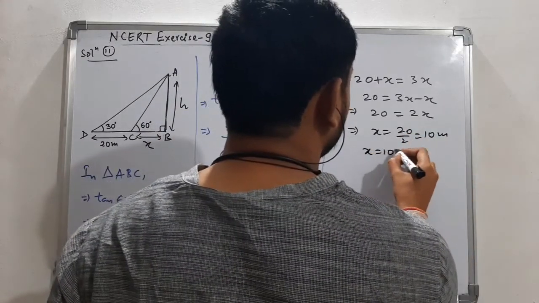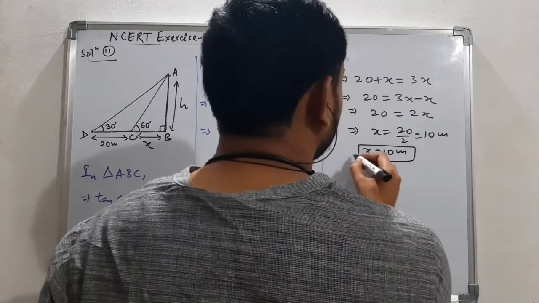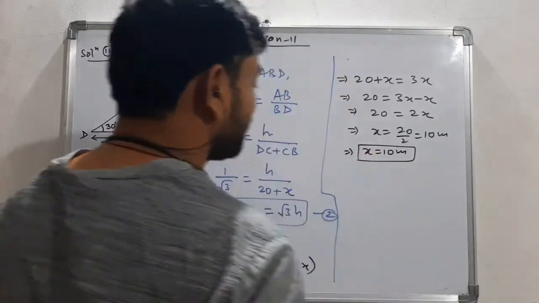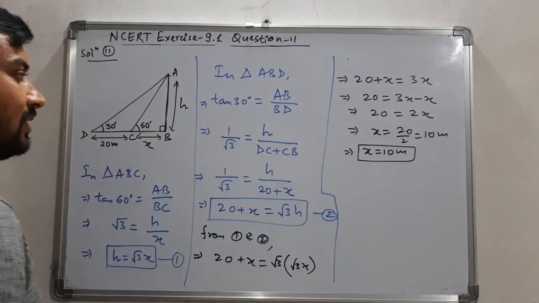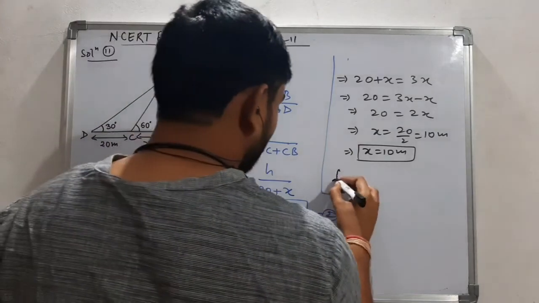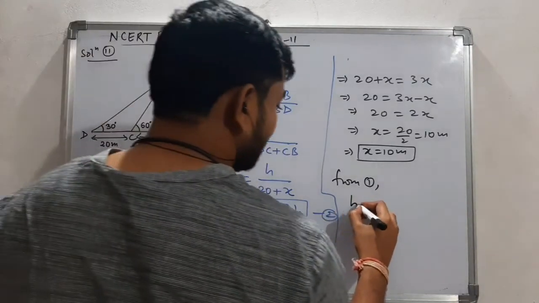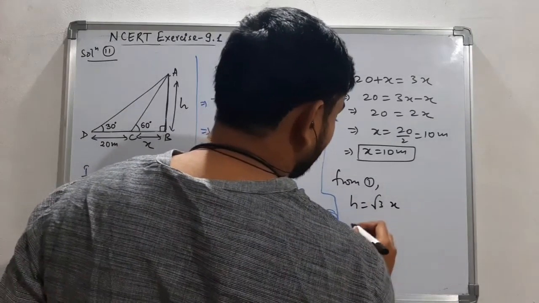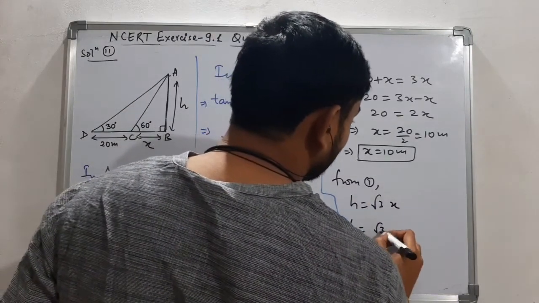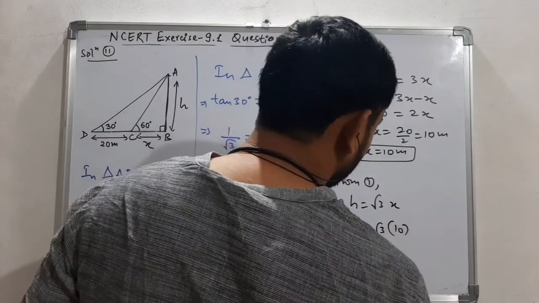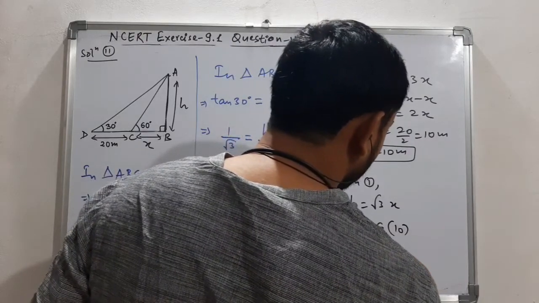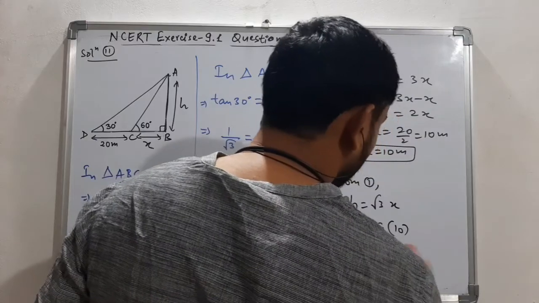यहाँ पर जो x की वैल्यू है वो 10 मीटर आ रही है, मीन्स जो कैनल की विड्थ है वो 10 मीटर है. Now from equation 1 we can find out the height, that is root 3x, and here the value is root 3 multiplied with 10, so the height of tower is coming out to be 10 root 3 meters.